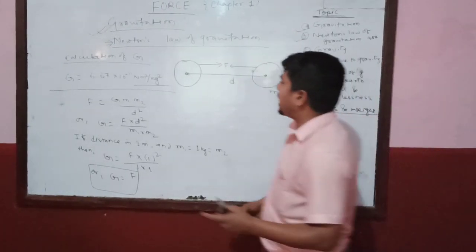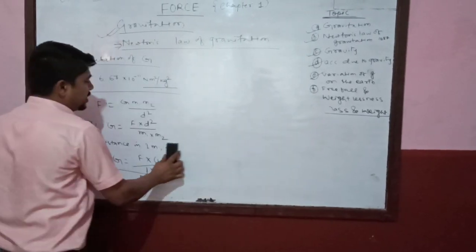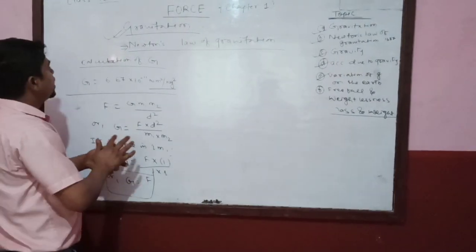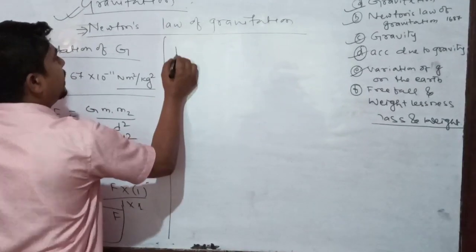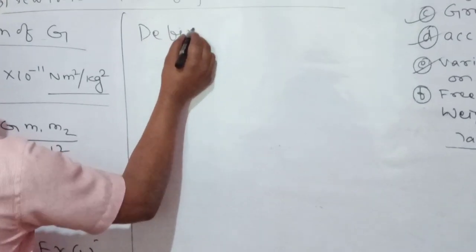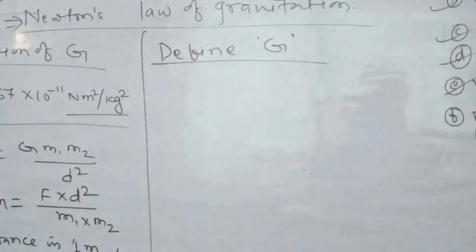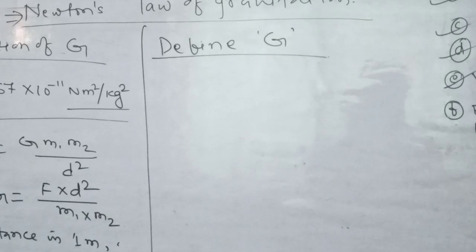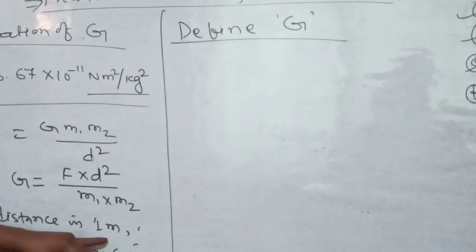So from this data, what we can do is we can define G. Now we can give the definition of capital G from this data. How does the definition form? I have rubbed it here, but you can recall it.